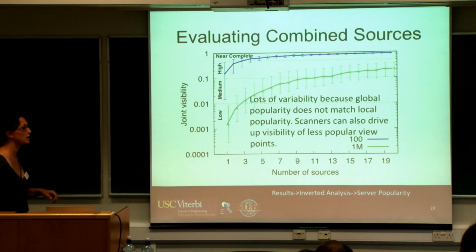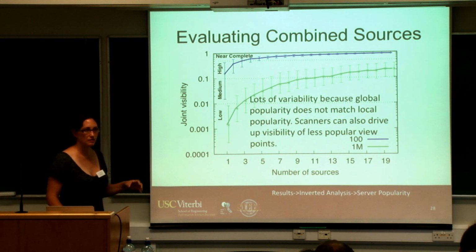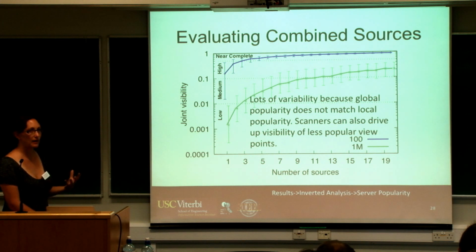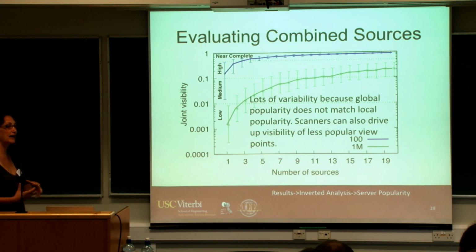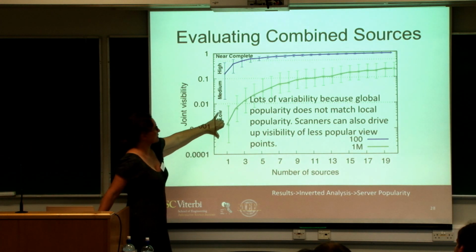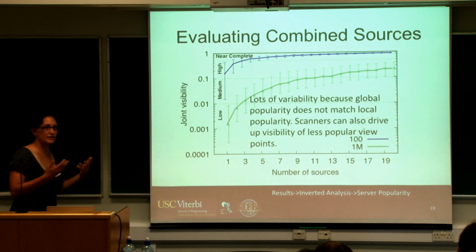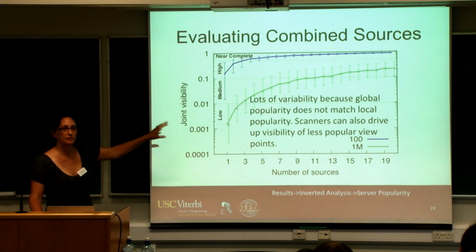And again, that's because global popularity does not equal local popularity. Just because something is globally very popular does not mean that some edge network has the same level of interest in that content. And here in the variability, there's a lot of variability down here because scanners can also up the visibility of places that aren't hosting popular content.